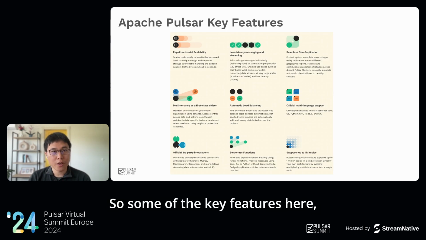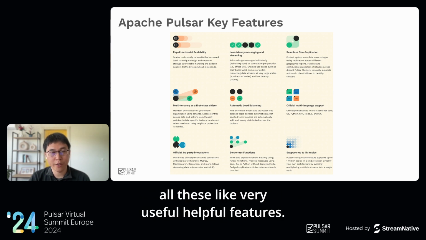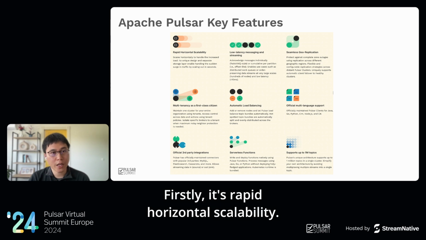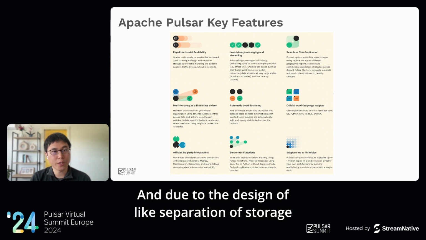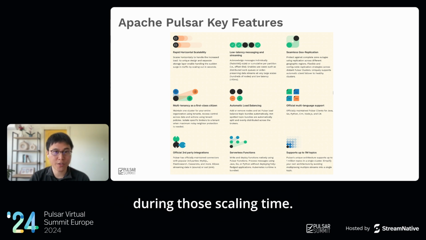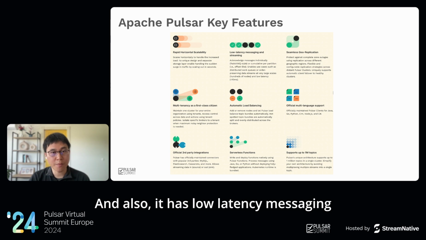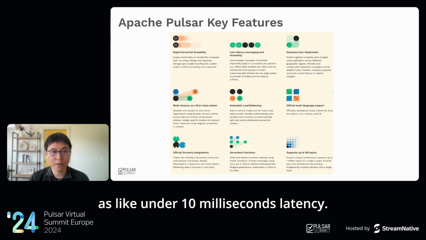Some of the key features you can also find on the Pulsar website, but I think it's worth calling out these very useful features. Firstly, there's rapid horizontal scalability, so you can handle increased load by scaling horizontally. And due to the design of separating the storage and compute layers, it won't cause any service downtime during scaling. It also has low latency messaging and streaming guarantees, so you can have latency as low as under 10 milliseconds.